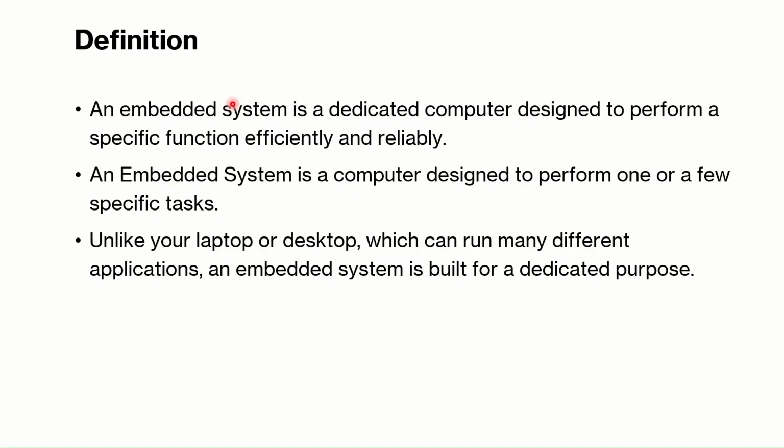Not only washing machines, but also the microwave oven, smart TV, printer, air conditioner, smartwatch, car systems, medical devices, anything like this is dedicated to a specific function and runs efficiently and reliably. Each of these contains a small computer that performs a specific function efficiently and reliably. This is the definition of embedded systems. Then we'll see where it is used. We'll go deep.